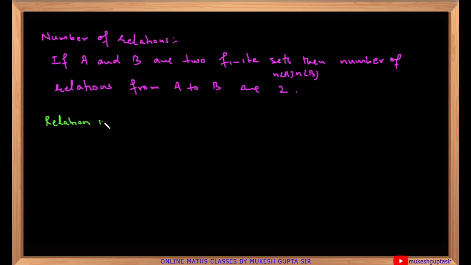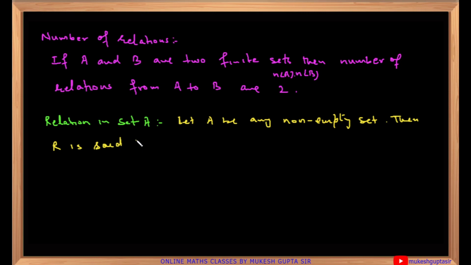Now there is one more concept, relation in set A, and few books write relation on set A. We will prefer to write relation in set A. Basically it is a relation from A to A. So let A be any non-empty set, then R is said to be a relation in A if R is a subset of A cross A. Every subset of A cross A will be a relation in set A.